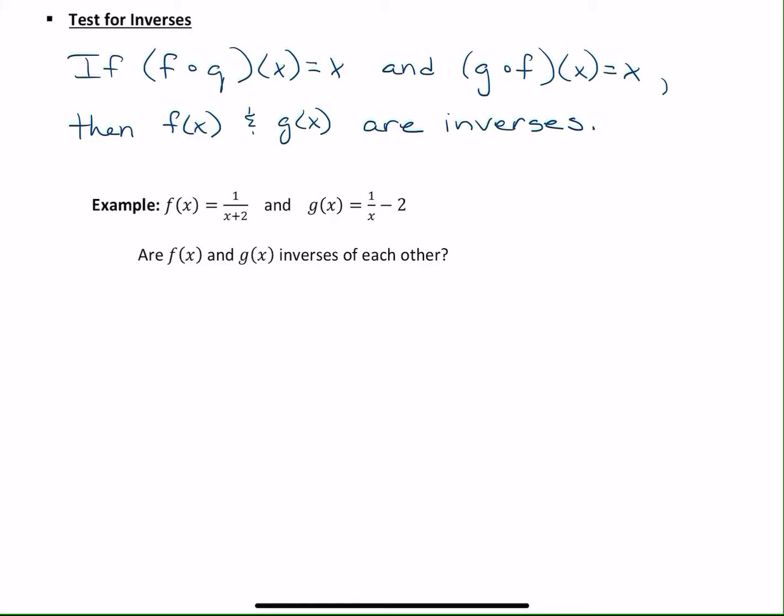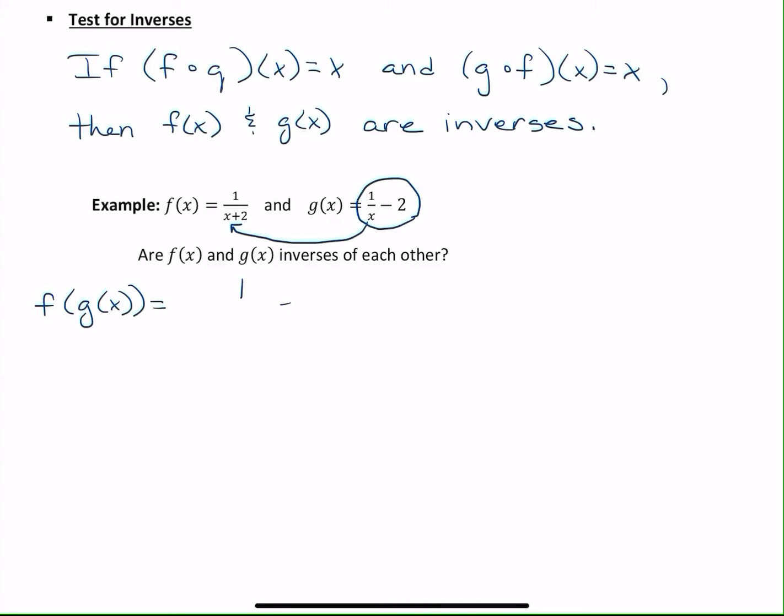So back from the last section, the test is we have to do the composition of each, and if they equal x, then they are inverses of each other. So our example asks us if these are inverses. First, we're going to test f of g of x, which means I'm going to take g of x and plug it in everywhere there's an x.